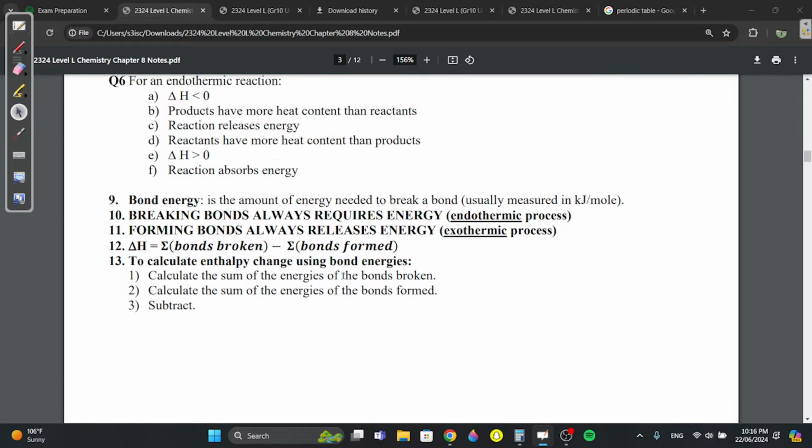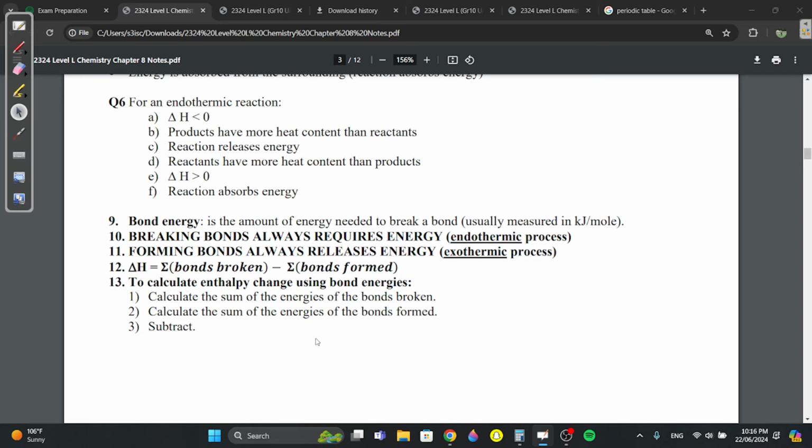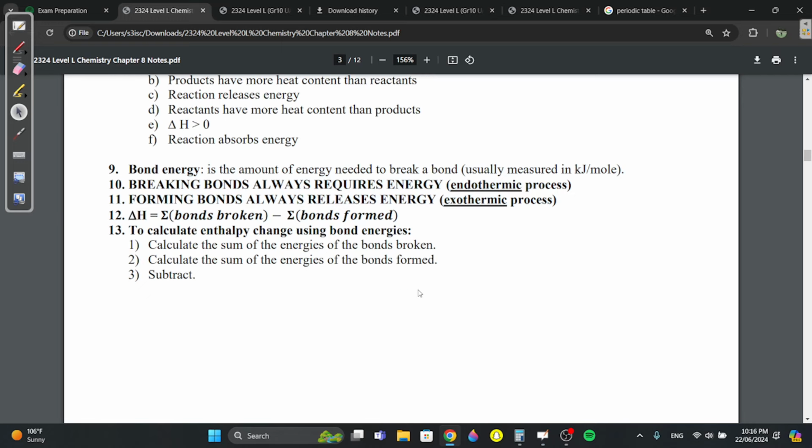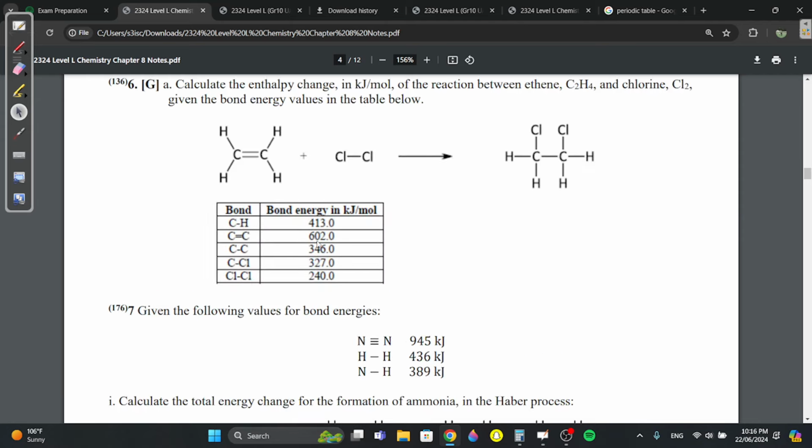Okay. I only go over the questions, but it would really help if you guys went over the notes. Read them. They're very important. This isn't a question, but you calculate the bond energy: calculate the sum of the bonds broken, calculate the bonds formed, and subtract. So you can use them here.